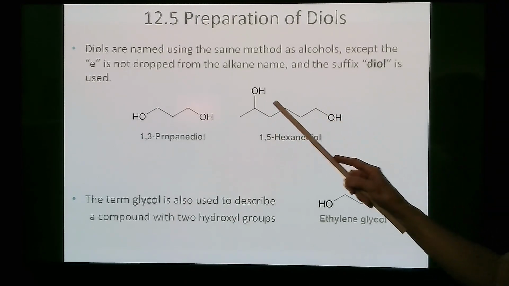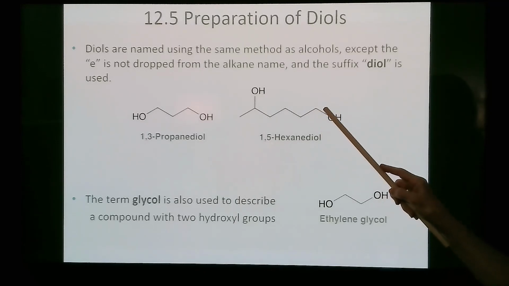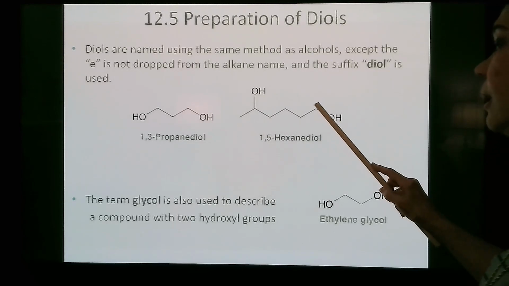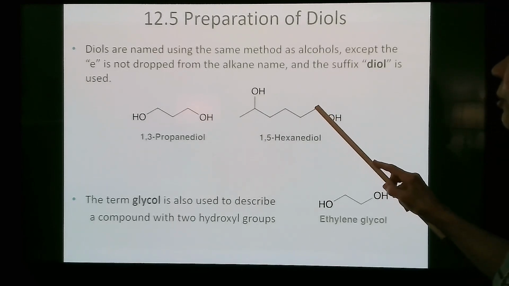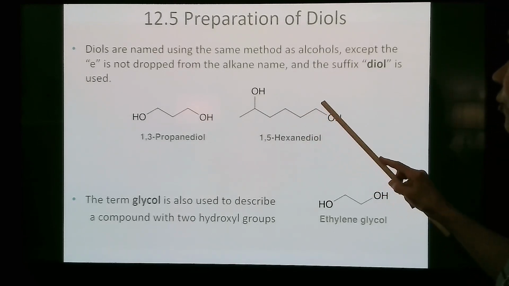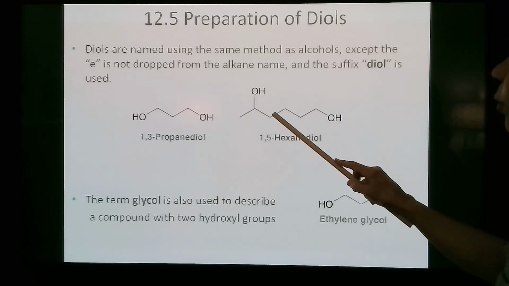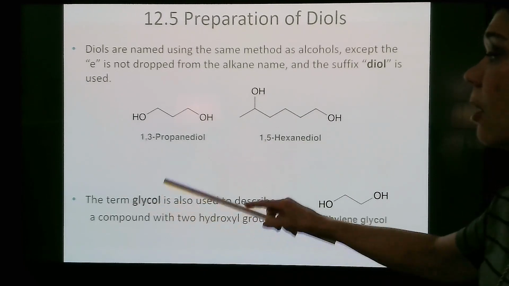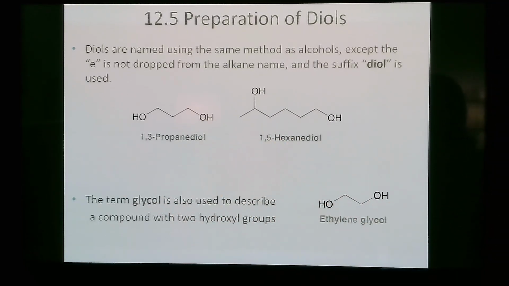Notice that it's numbered in a way such that the first occurring hydroxyl group has the lowest possible number. So this will be 1,5,6 instead of 1,2. Sometimes this is called glycol. The word glycol does refer to alkane diols. So this is ethylene glycol.